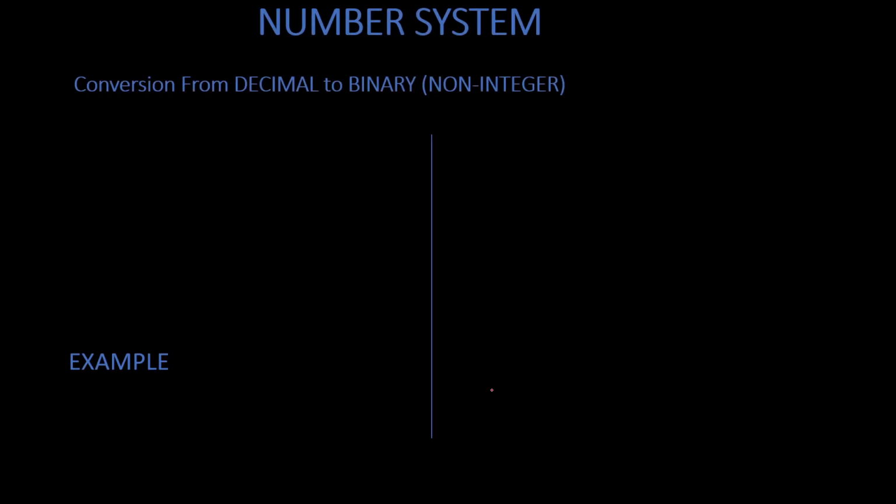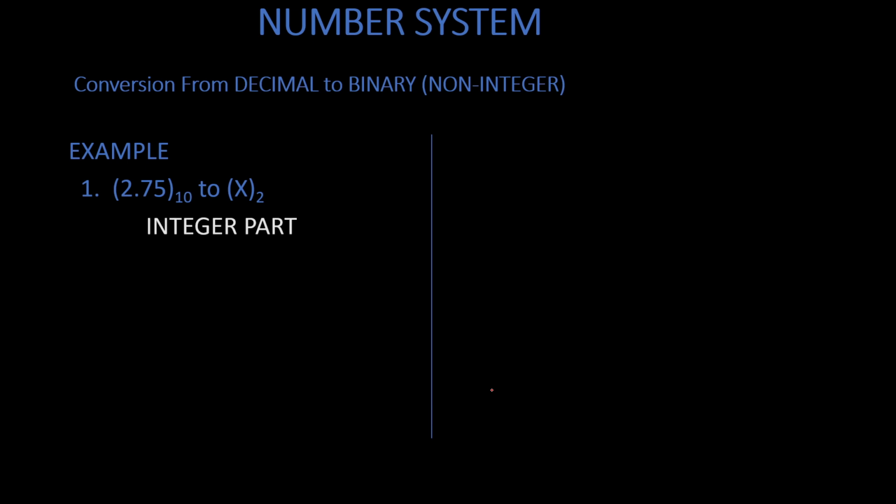Let's get into it. First example is 2.75, and the integer part here, which is the left part of the decimal, which is 2, this 2, we convert it into the decimal form, and we have discussed the method to convert it in previous videos. You can check in the below description for the link.